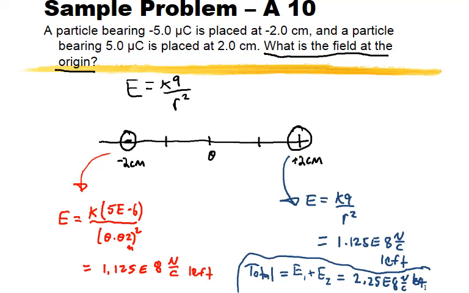So they're both to the left, so the superposition would be adding up those two. The field at the middle is going to be a resultant of those two. Both are to the left, so both fields add up together for a total resultant there.